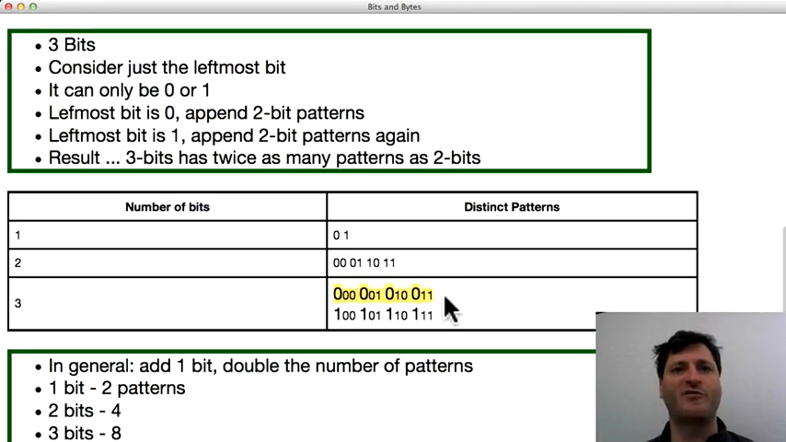So that was the case where the leftmost bit is 0. Well, what's the other case? The other case is that the leftmost bit is 1. And if I lock the leftmost bit at 1, I just get those 4 patterns again. I still have 2 bits to the right, and so I get another copy of the 4 patterns that can be made with 2 bits. So for 3 bits, it works out that there are 8 patterns. There's the 4 with the leftmost bit as 0, and then there's 4 again with the leftmost bit as 1.